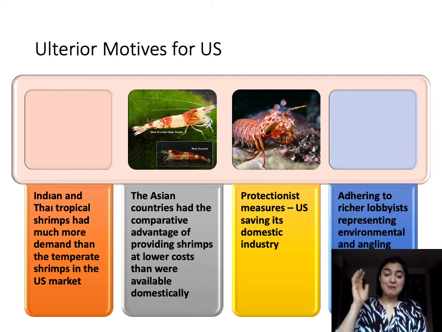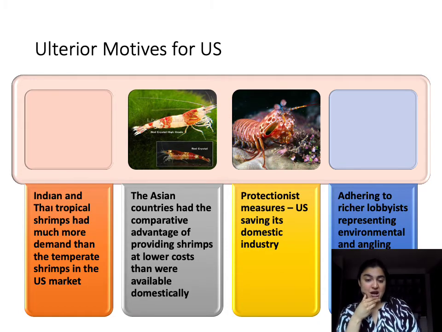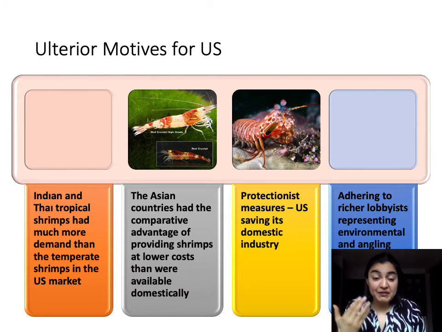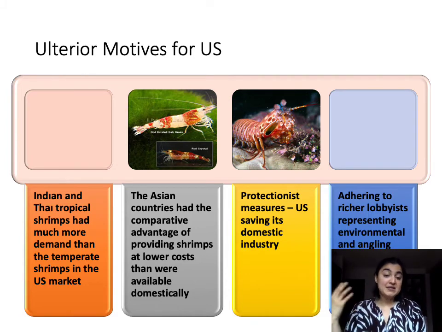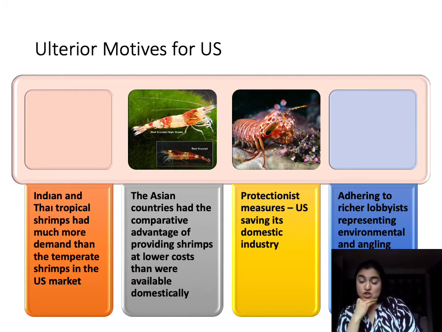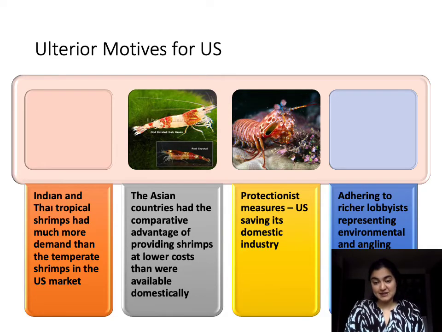So by banning the import of tropical shrimps, they're trying to increase the demand for temperate shrimp in their market. And also the US is trying to protect their domestic industry, because these Asian countries have a comparative advantage of shrimping at a much lower cost. So even though they export all the shrimp to the US market, which definitely requires a lot of transportation and export cost, it is still cheaper. The tropical shrimp that you find in the American market is still cheaper than the temperate shrimp that is shrimped in the country and in the surrounding neighboring countries. So they blamed the US that you're doing this as a protectionist measure. You're not doing this because you're concerned about saving the sea turtles.